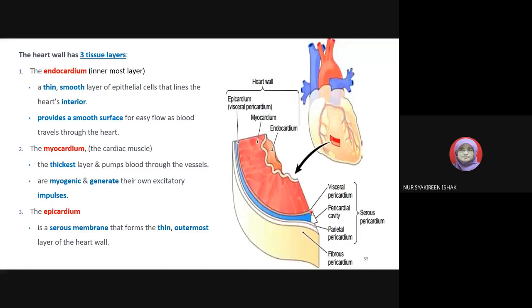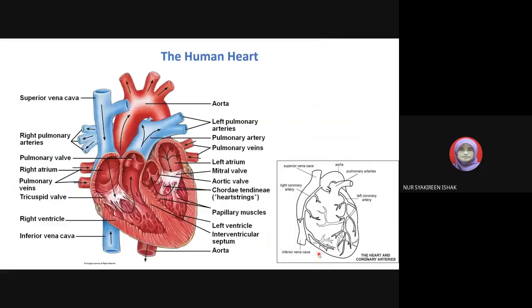To protect the heart, you have the fibrous pericardium here. So this is the structure of the heart. Looking at this picture, there are many structures, but actually it is simple. You have to analyze this diagram one by one.